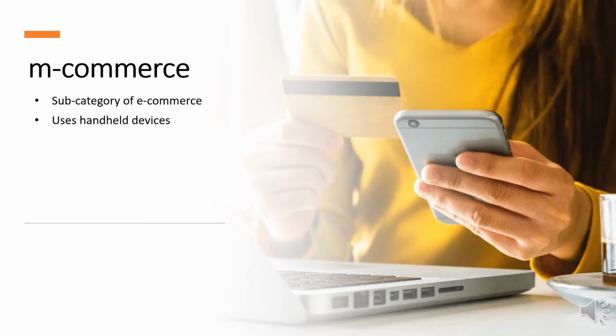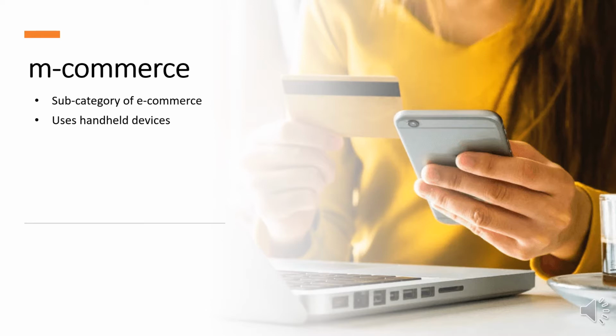So, m-commerce is a subcategory of e-commerce, and if you remember, we've already covered what e-commerce is in our very first videos, but it's basically just the buying and selling of goods and services via the internet. That's what e-commerce is. And when it comes to m-commerce, you're still buying and selling goods and services or performing all kinds of monetary transactions via the internet, except this time you're using the internet from your smartphone or your tablet or your handheld devices basically.